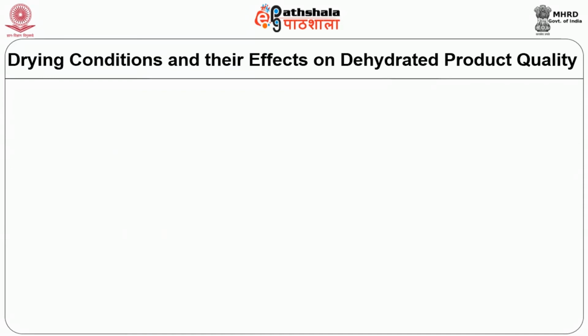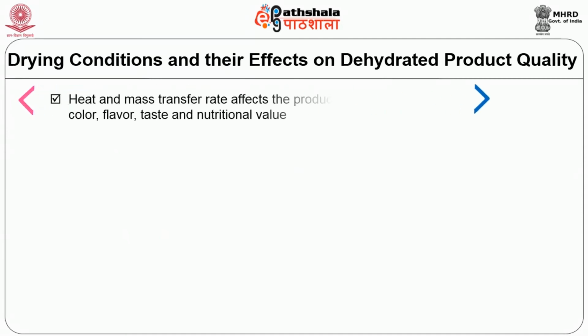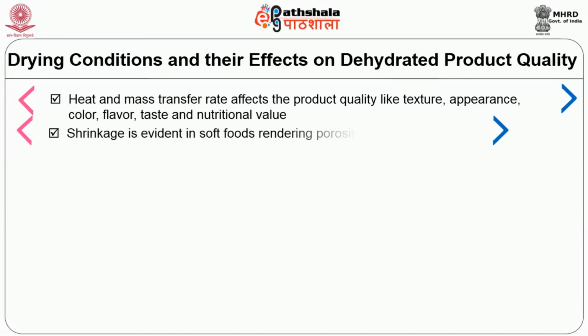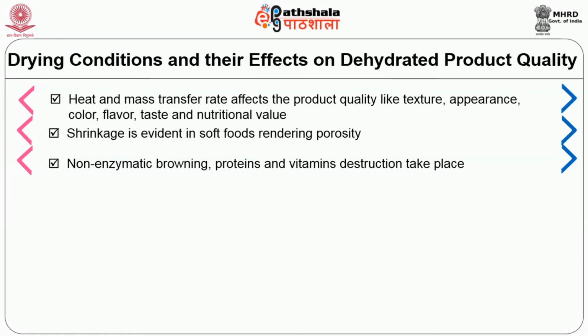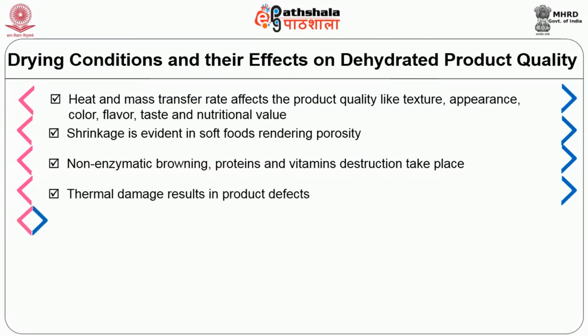Talking about the drying conditions and their effects on dehydrated product quality, the heat and mass transfer rate affects the product quality like texture, appearance, color, flavor, taste and nutritional value. Shrinkage is evident in soft foods, reducing porosity. In non-enzymatic browning of proteins, vitamin destruction takes place. Thermal damage results in product defects.